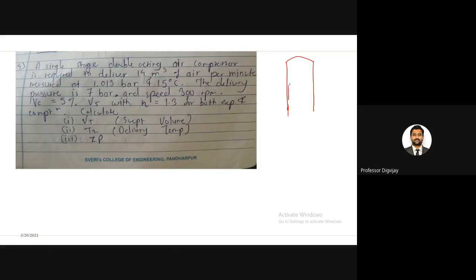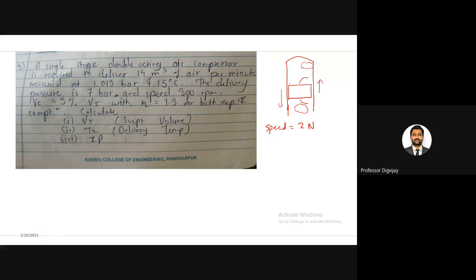So double acting means there is a piston and the two faces of the piston, that is the top face and the bottom face, both are used to compress the air. Whenever the piston is moving this side, this air is being compressed. Whenever the piston is moving from this side, this air will be compressed. So that is what is meant by a double acting cylinder. And in a double acting cylinder, the speed is always 2 times n. So n will be the RPM, and the speed we consider is twice n.